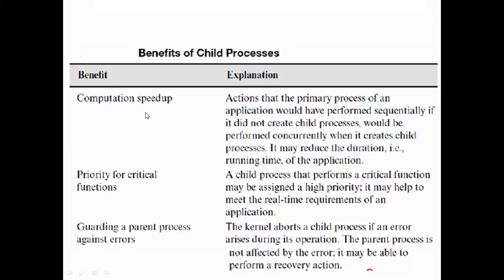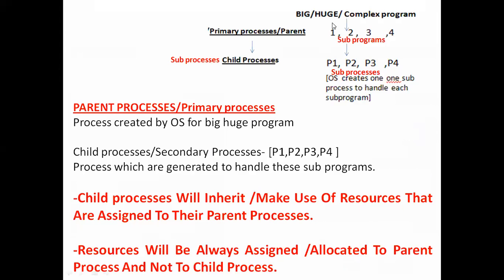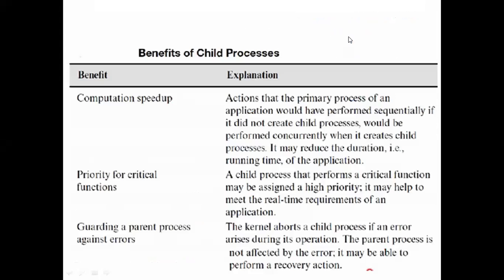So what I can write down from the examination point of view for explaining computational speed up, as one of the three benefits of the child process: we are dividing a complex program into n number of subprocesses, as I said here. So this huge program will be divided into n number of subprograms, and the time taken by the process to execute will obviously be less, right?